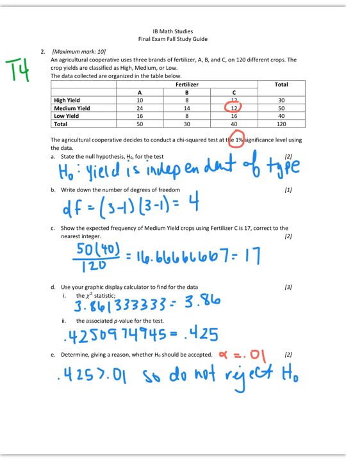And then part C wants us to show that the expected frequency is 17 for medium yield fertilizer C. So I found medium yield fertilizer C, and we find expected value by your row total times your column total divided by your total. So 50 times 40 divided by 120, which ends up being 16.66667, which, if you round to the nearest integer, is 17.